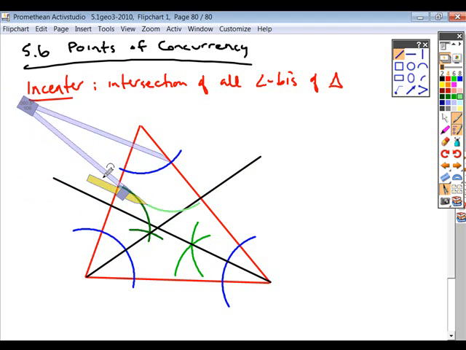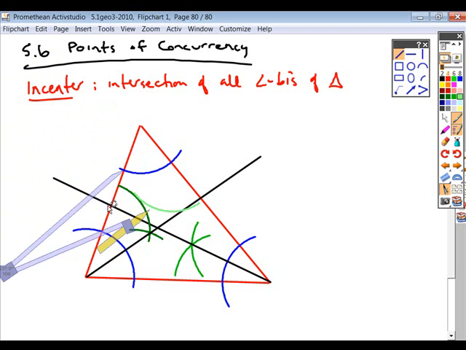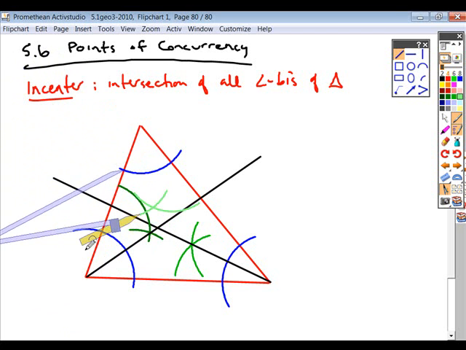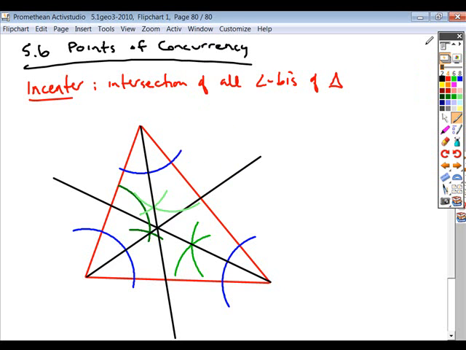So if I construct my arc, again from each of these intersections, and then connect that back through my original vertex. Okay, does it confirm what I was expecting? Yeah. So here is my incenter. So this intersection right here is the incenter.